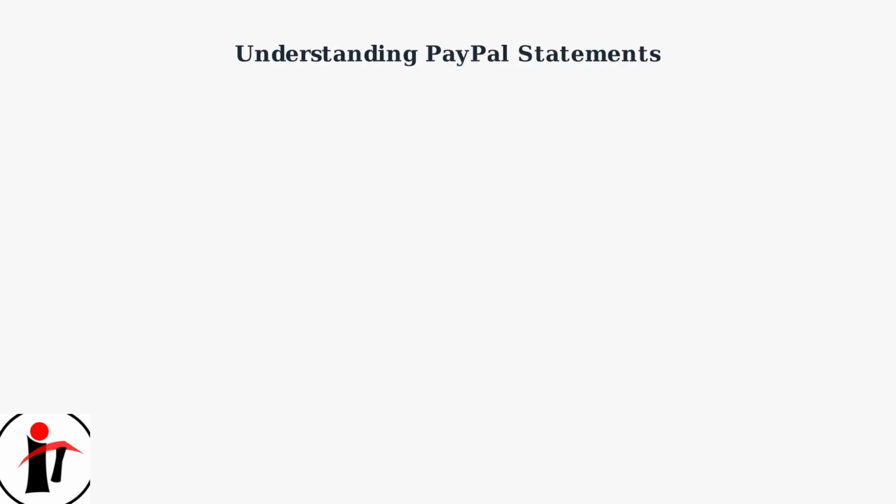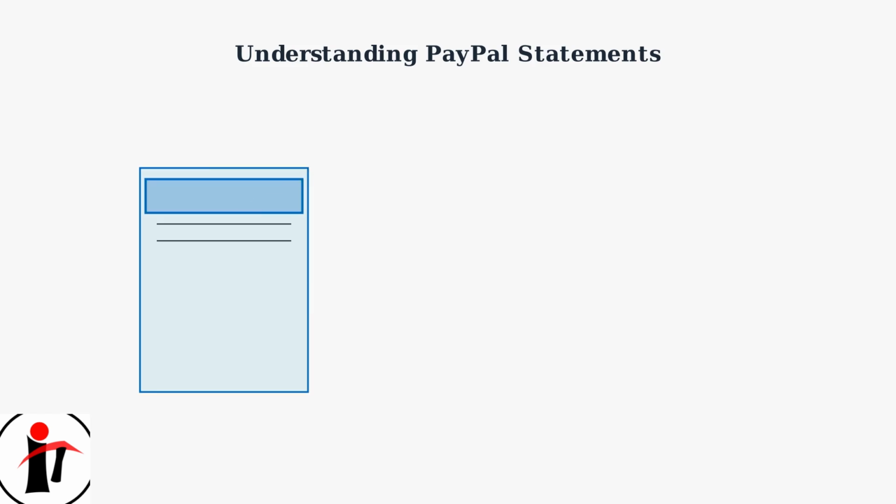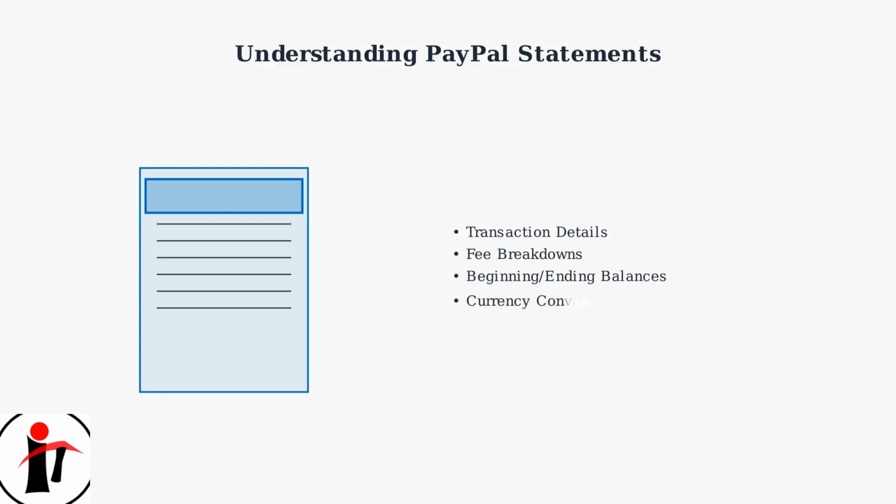PayPal statements are comprehensive PDF documents that provide a complete overview of your account activity. Understanding what they contain and how to automate them can save you significant time and effort. Each monthly statement includes transaction details with dates and amounts, fee breakdowns, beginning and ending balances, currency conversion information, and a comprehensive monthly summary of all account activity.